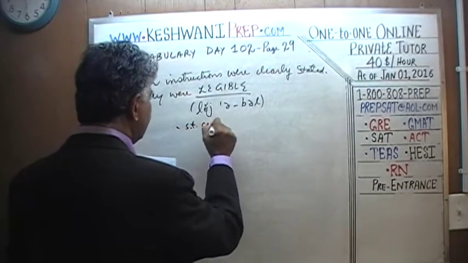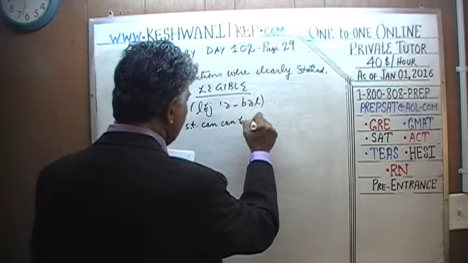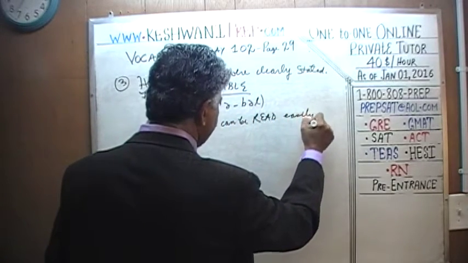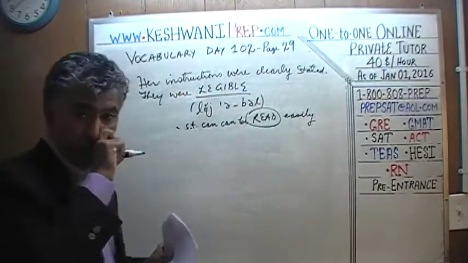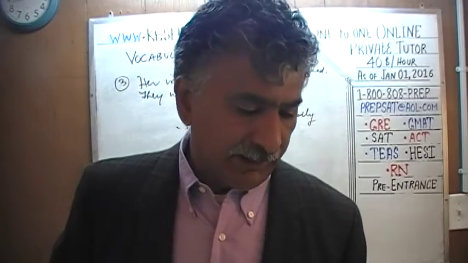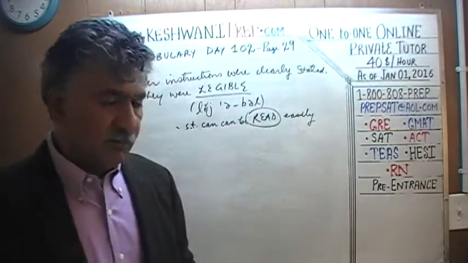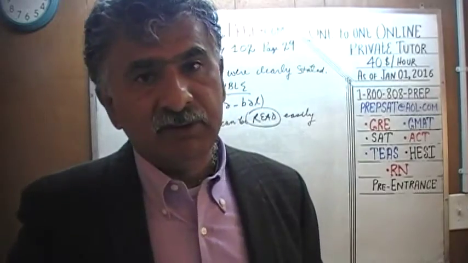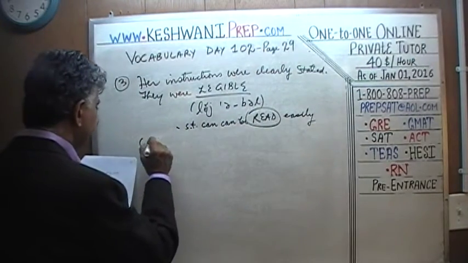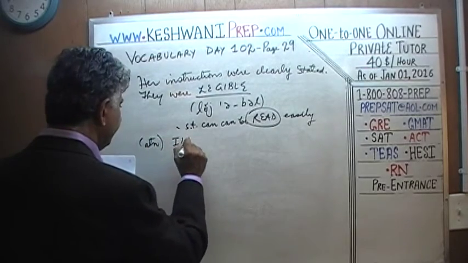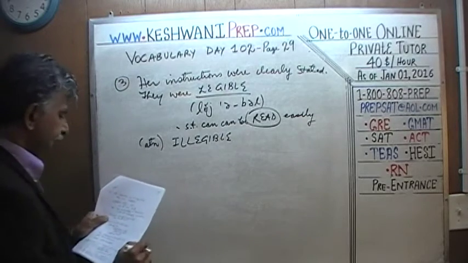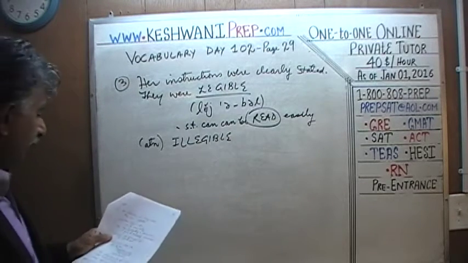Something that can be read easily. And here the word will be pronounced read, not read. Something that can be read easily is said to be legible. Something that cannot be read easily is said to be illegible. The antonym would be illegible. Cannot be read.